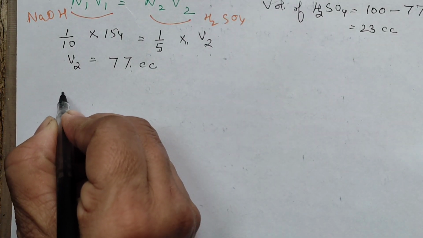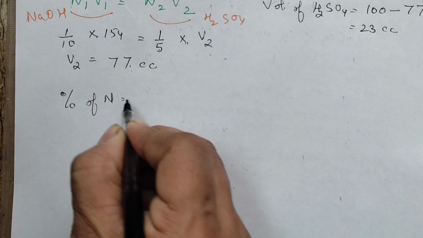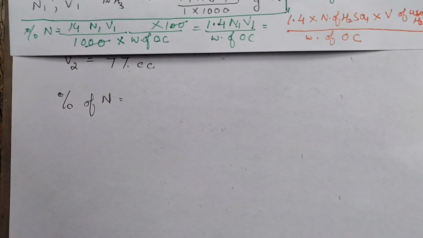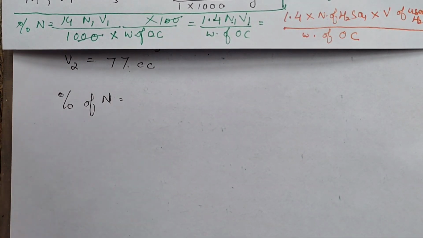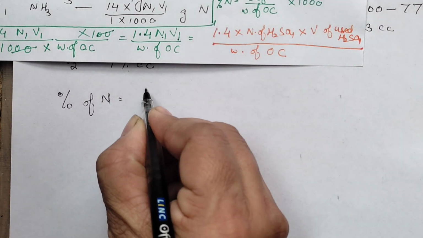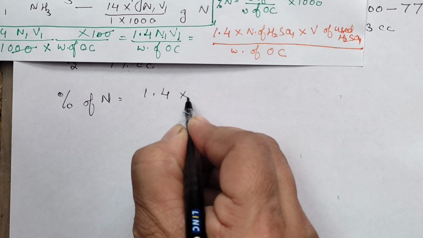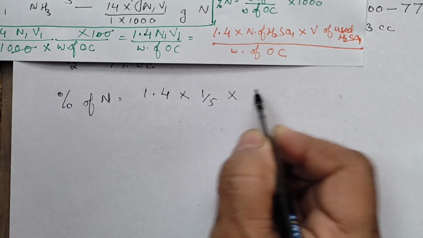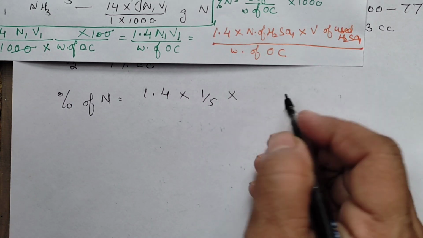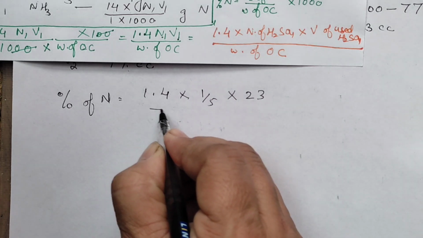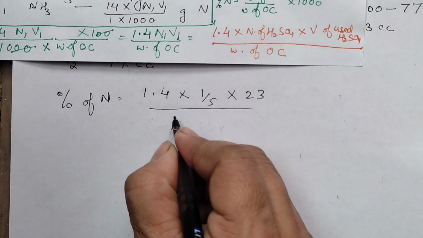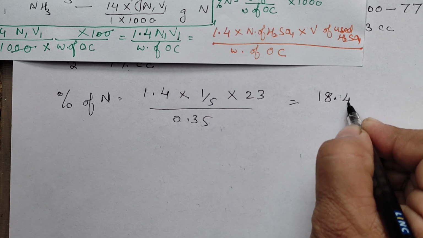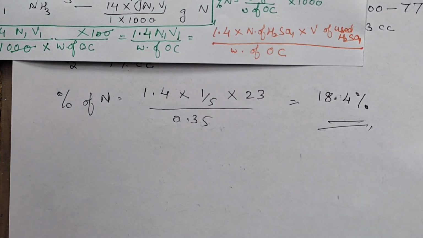So we will be calculating the percentage of nitrogen is equal to, what was the formula we had? I'll just show you. You had this formula, children. Okay, so what was the formula? You have this formula, 1.4 into the normality of sulfuric acid, that is given as 1 by 5, multiplied by volume of used sulfuric acid, that is just now we calculated, it is 23, divided by the weight of organic compound, that is given as 0.35. So when you solve it, you will get it as 18.4%. This is your final answer for the nitrogen.